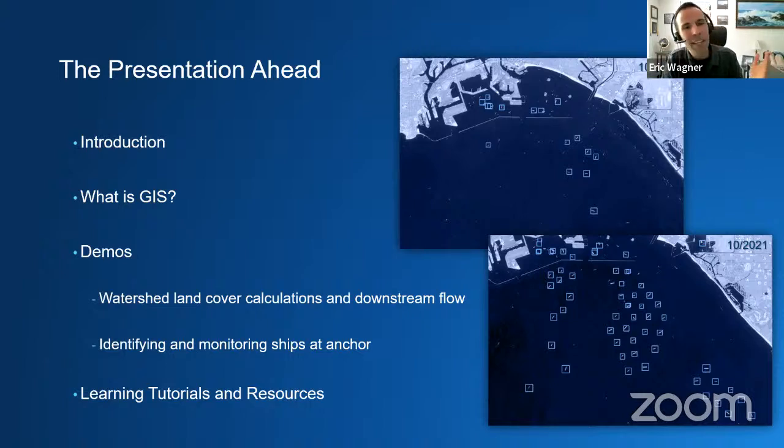And then, of course, providing everyone with some learning resources and tutorials to help you maybe get started with mapping, whether you're a pro and a veteran, or maybe this is your first time hearing about GIS, what you can do to maybe better understand our world through this technology.